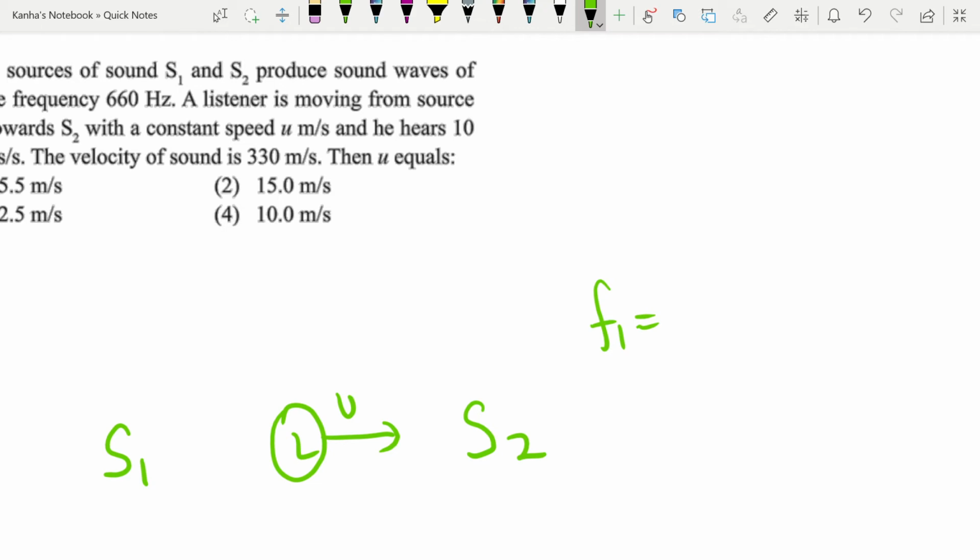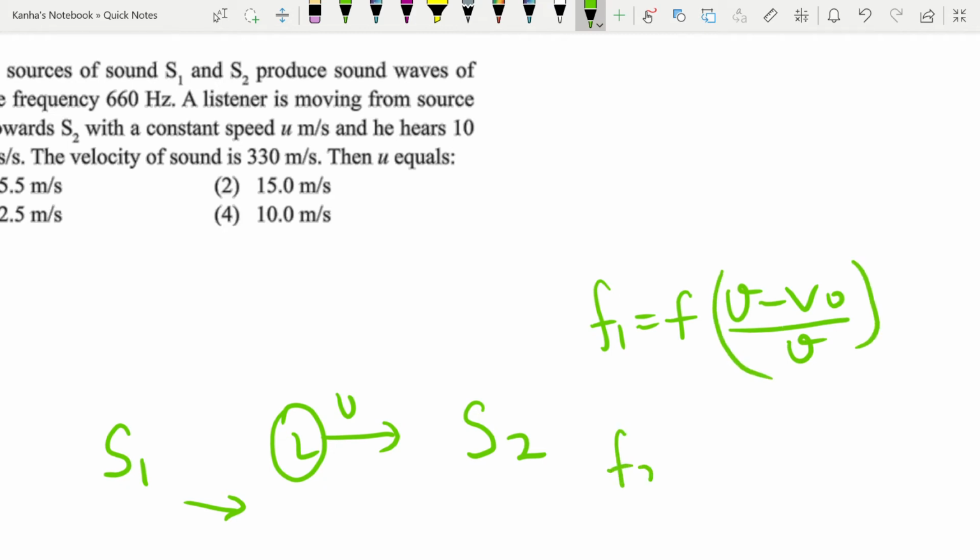So the listener is moving away from source 1. So the apparent frequency that he hears due to the sound from S1 is nothing but F1 is equal to F into (V minus velocity of observer) divided by velocity of sound. And for F2, it is moving towards the source, so we have F into (V plus V naught) by V.